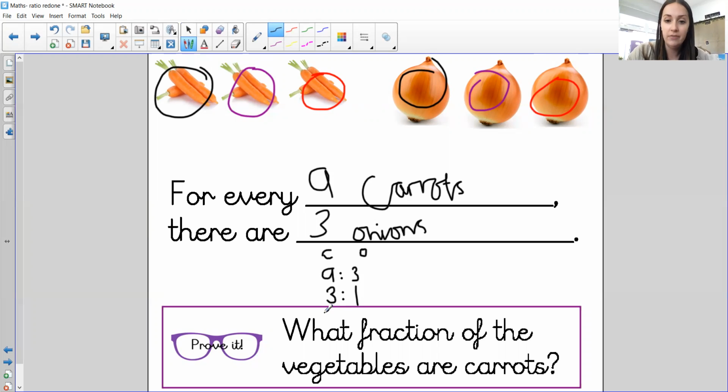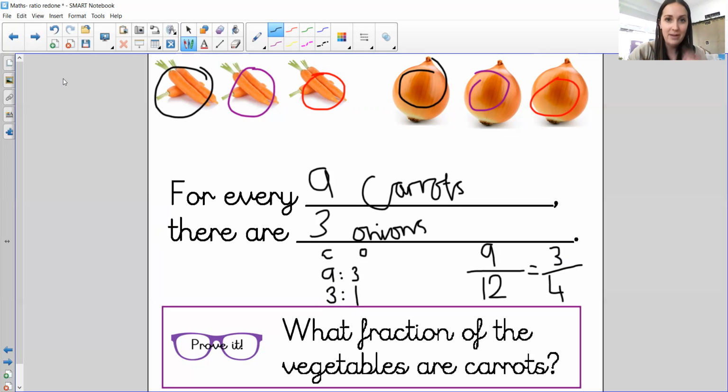What fraction then of the vegetables are carrots? Well, you have to think about how many vegetables there are all together. If there's nine carrots and three onions, we add them up, there are 12 pieces of vegetable. There are nine carrots, so 9/12 of these vegetables are carrots. I can also simplify that by dividing it all by 3, which would be 3/4, the same as saying 3 out of 4.